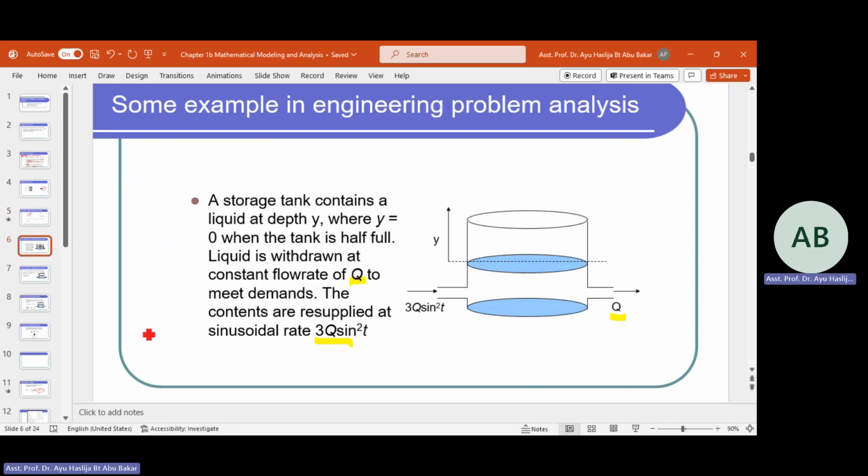Now, some examples in engineering problem analysis. Here we have a storage tank containing liquid at depth Y. Y equals 0 when the tank is half full, meaning that it starts from here. So Y equals 0 already has some volume of the liquid inside. Liquid is withdrawn at a constant flow rate of Q. This is the outlet, the term effluent. Those are the terms: outlet, effluent.